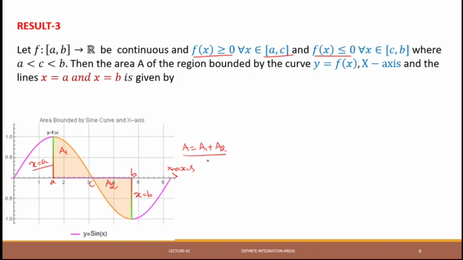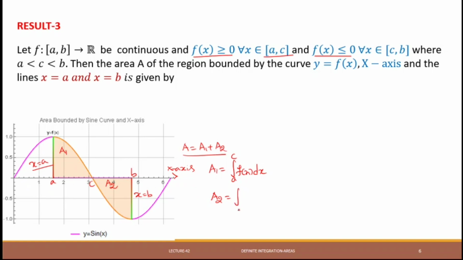Now how do I find out A1? If I look at A1, in the interval [a, c] the function f is non-negative, that is positive. So I can find this area A1 using result 1. That means the integral from a to c of f(x) dx. Using the first result I can find this area. Now how do I find out area A2? Here the function f lies below the x-axis, or the function is negative in the interval [c, b]. Here I can apply the second result to find area A2.